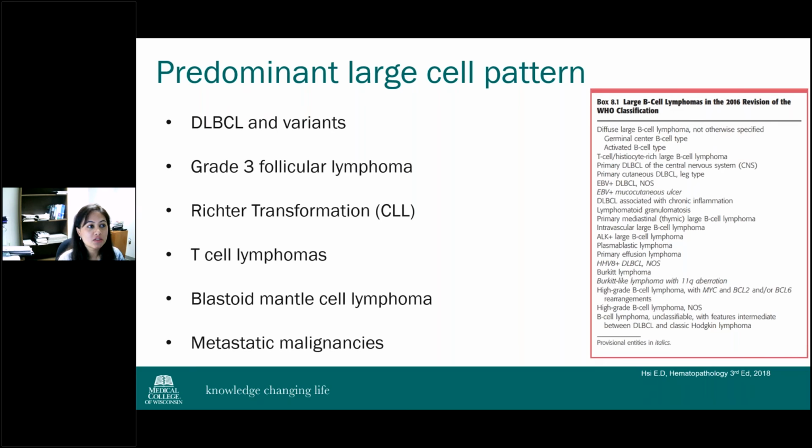If you look at the box on the right, we can see the classification according to the WHO. There are many different types of large cell lymphomas in here, and some of them which are important for us include the DLBCL NOS, the T cell histiocyte rich large B cell lymphoma, the EBV associated lymphomas, and then the high grade B cell lymphoma. Other things that we should remember are high grade 3 follicular lymphoma, Richter transformation of CLL, the T cell lymphomas, as already mentioned, blastoid mantle cell lymphoma, and some metastatic malignancies, which can present with a discohesive large cell pattern.